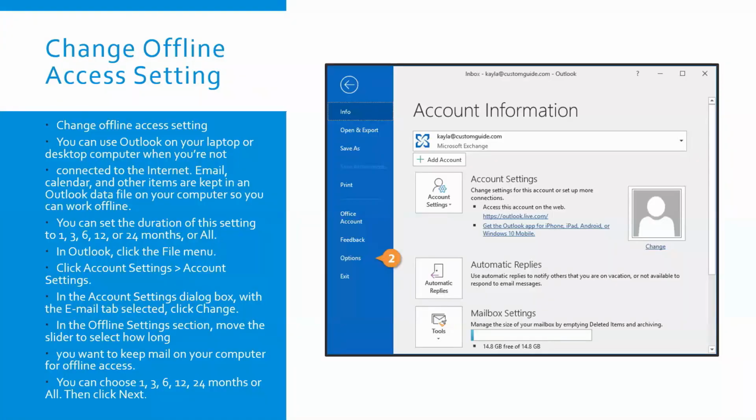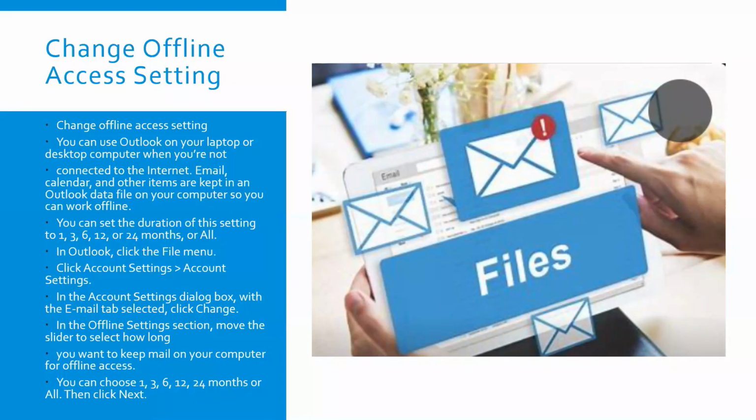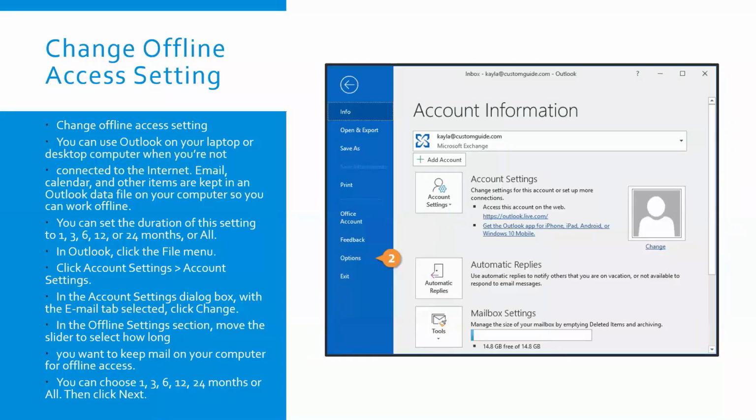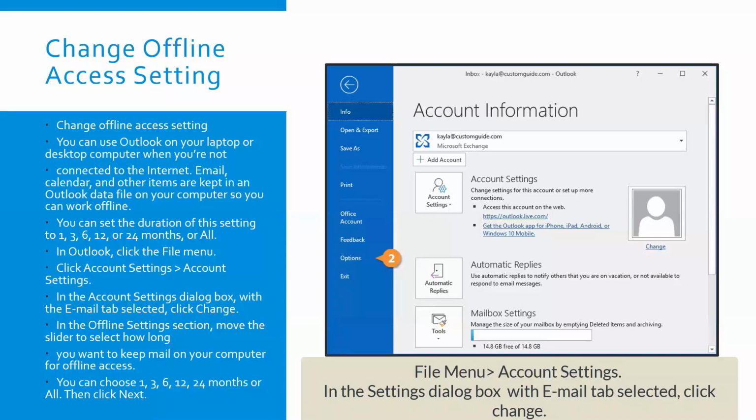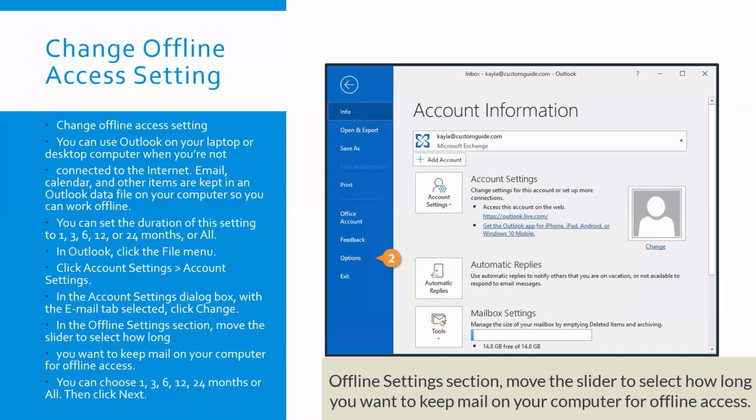Change your offline access setting. You can use your Outlook on your laptop or desktop computer when you're not connected to the internet. Email, calendar, and other items are kept in an Outlook data file on your computer so that you can work offline. You may also set up the duration of this setting if you wish to do so. To do this, go to the File menu in Outlook, click Account Settings, and in the Account Settings dialog box, with the Email tab selected, click Change. In the Offline Settings section, move the slider to select how long you want to keep mail on your computer for offline access, and just proceed with this step.